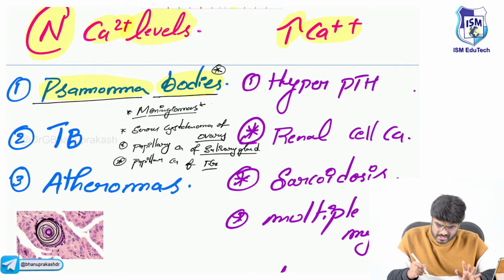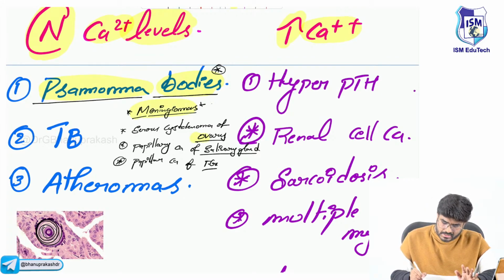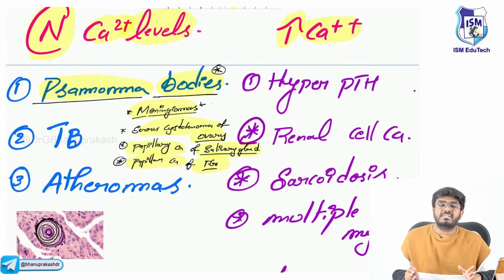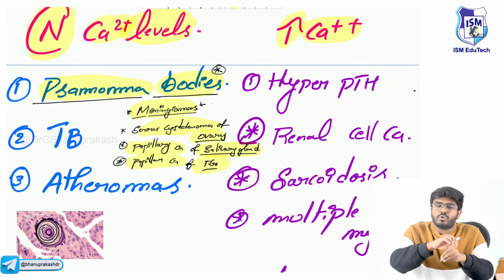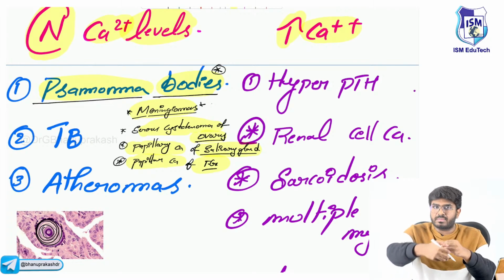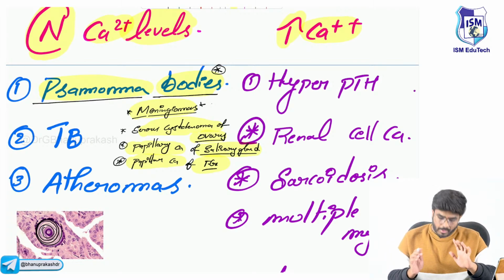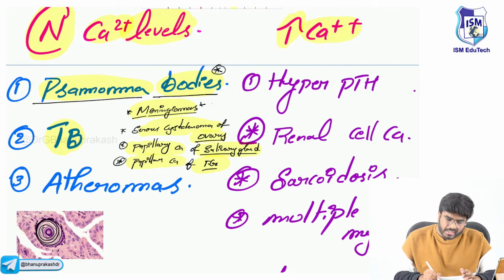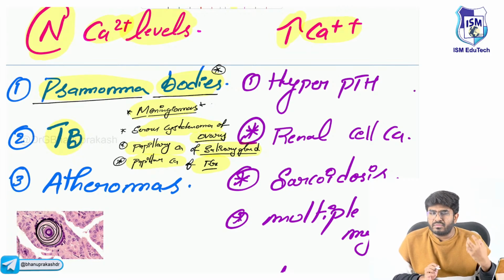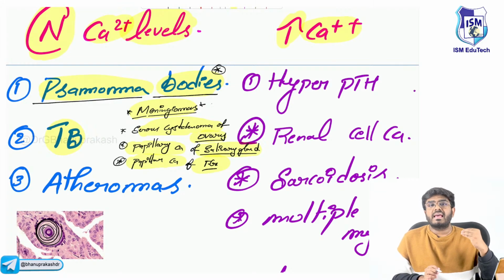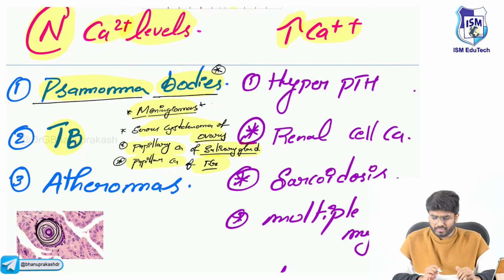There are many other conditions also. For example, meningiomas, serous cystadenoma of the ovary, papillary carcinoma of the salivary gland, papillary carcinoma of the thyroid gland, prolactinomas, glucagonomas. In these conditions, calcium will start to deposit in the tumors. These whorls of calcium depositions are called psammoma bodies. And in TB, the lymph nodes will be affected, there will be lymphadenopathy. Now in these lymph nodes, the calcium will start to deposit. That's also an example of dystrophic calcification.